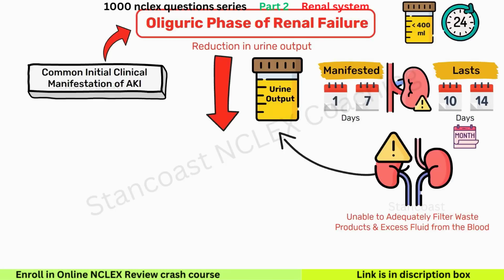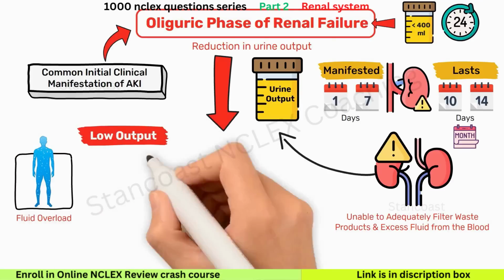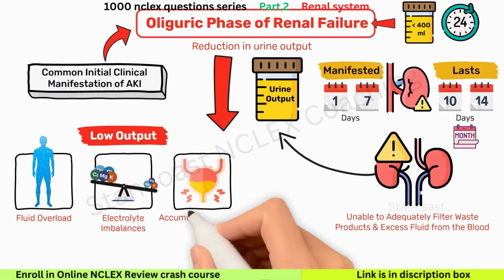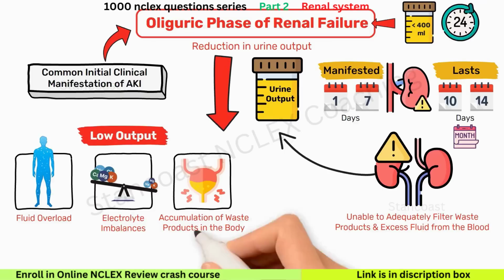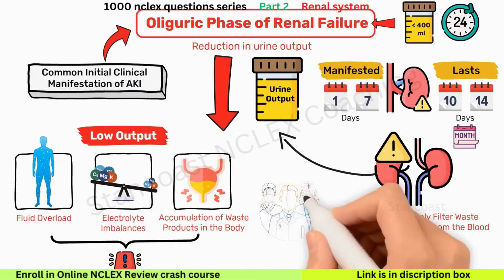A 24-hour urine output of less than 400 milliliters is generally considered to be indicative of the oliguric phase. This low output can lead to fluid overload, electrolyte imbalances, and the accumulation of waste products in the body, all of which are serious concerns that require immediate medical attention.